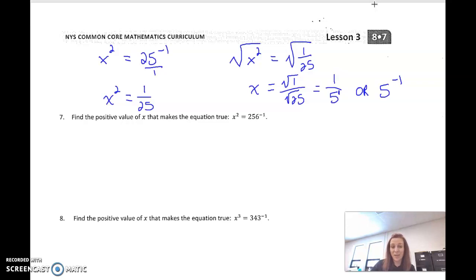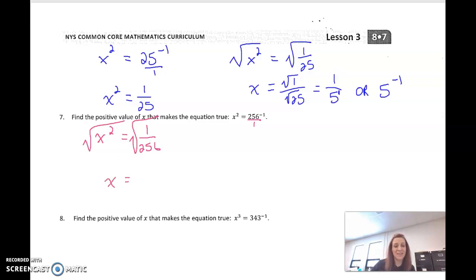All right, so let's apply that to this equation. We have x squared equals, well, if I have a negative exponent, remember I can put a 1 on the bottom, take the reciprocal and drop the negative. So this becomes 1 over 256. Okay, so now that we've done that, let's take the square root because I'm squaring it and I undo that by taking the square root.